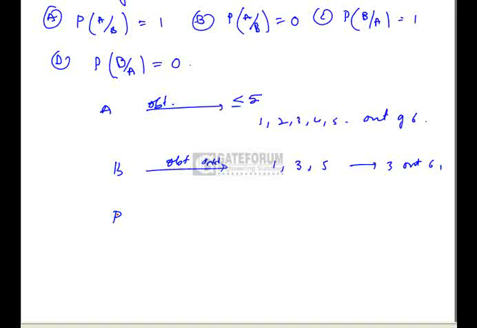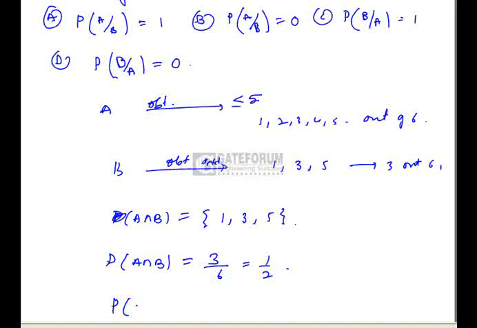Next, let us see what will be the intersection part. That is A intersection B. A intersection B will be again 1, 3 and 5. Now what will be the probability of intersection of A and B? We have 3 chances out of 6 chances, which will be 1 by 2. And what will be the probability of event B happening? There are 3 chances out of 6, which will be half.